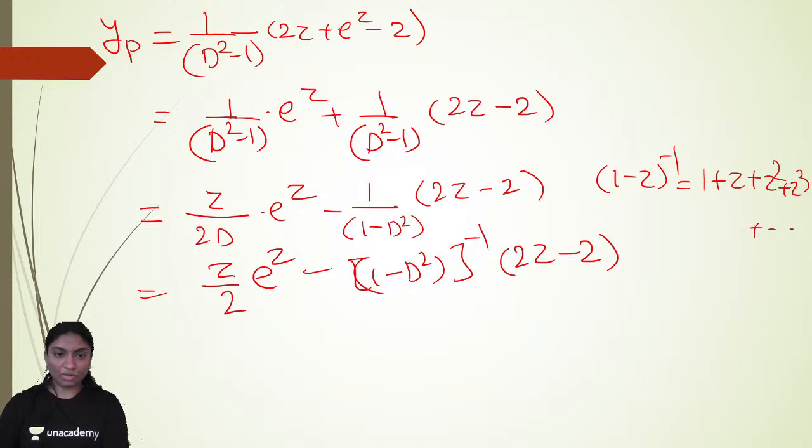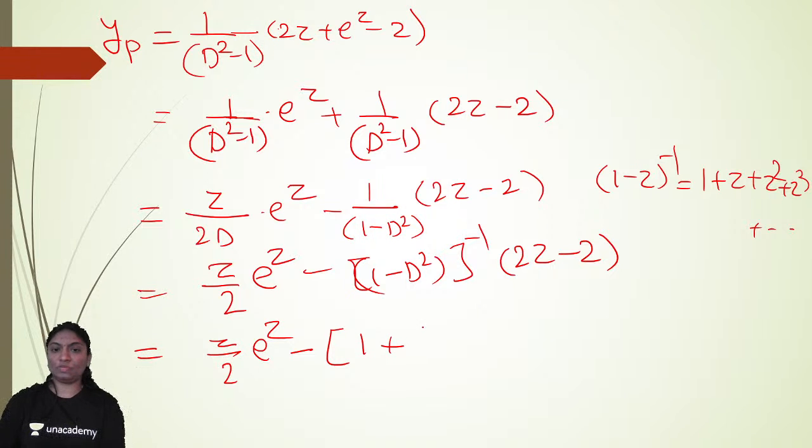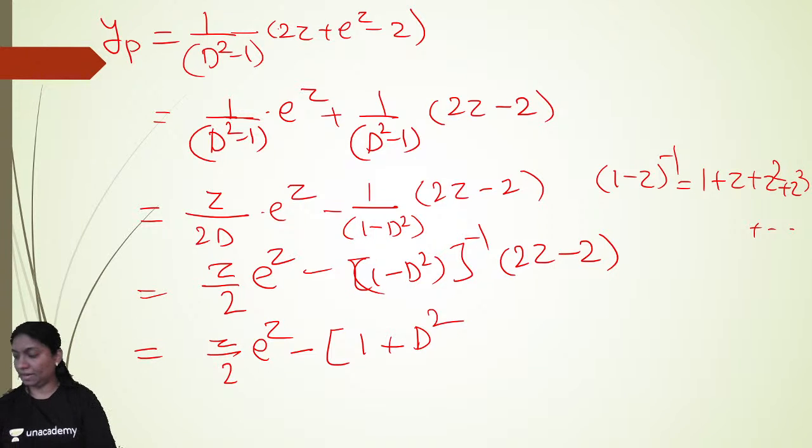Okay. So here you will get z by 2 into e raised to z minus 1 minus d square bracket raised to minus 1. So expand up to the highest power of d. Here the highest power of d is 1. So only we can write 1 plus d, so 1 plus d square. So ultimately, here directly write down 1 plus d square is equal to this. So 1 plus d square of 2z minus 2.